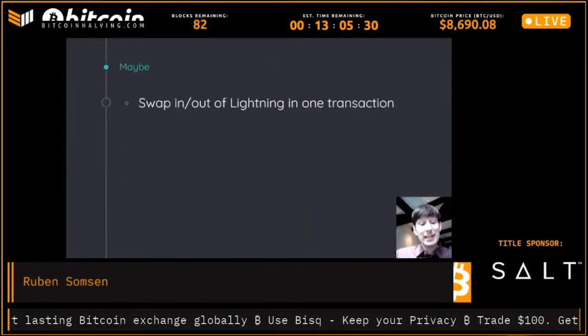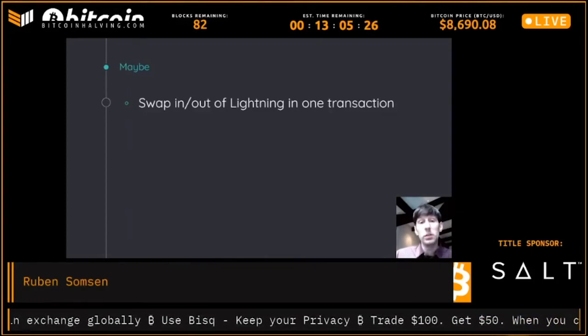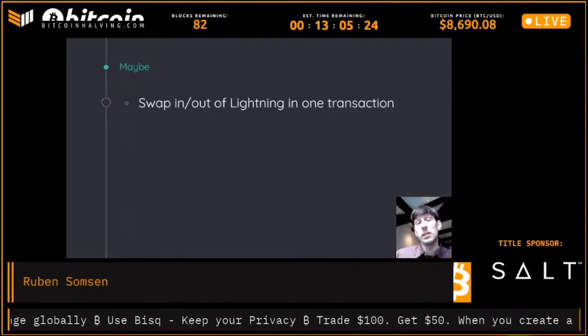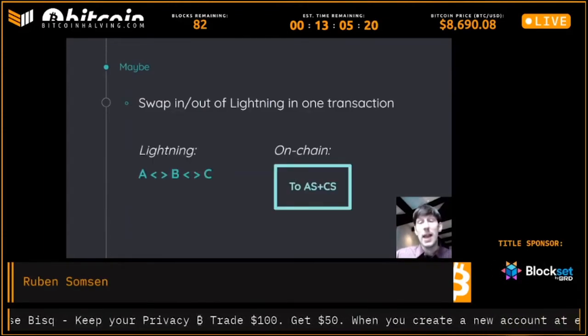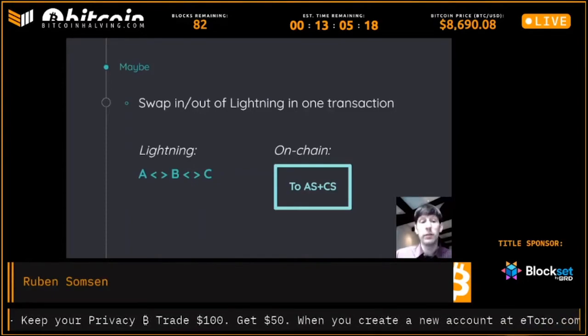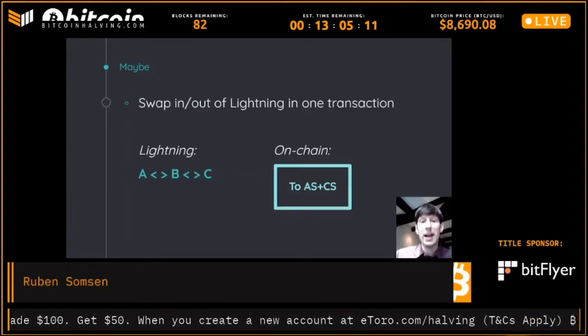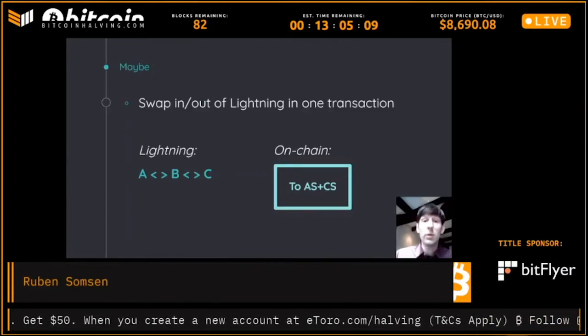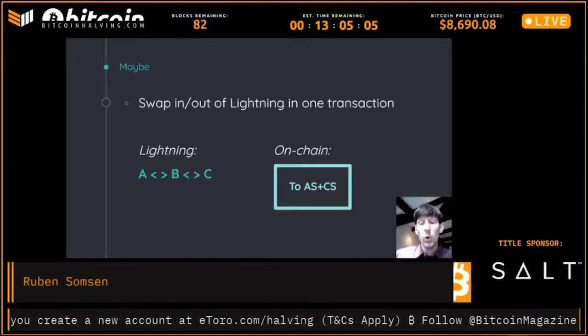So the last thing is that maybe, and I'm not sure about this, maybe we could use this to swap in and out of Lightning in one single transaction. So the way that would work is, imagine you have a Lightning route from Alice to Bob to Carol, and basically what you want to do is create a payment from Alice to Carol where, depending on whether the payment goes through or not, either Alice's secret is revealed or Carol's secret is revealed.